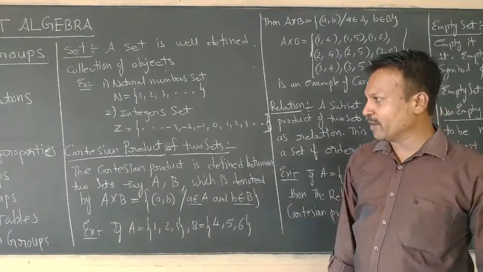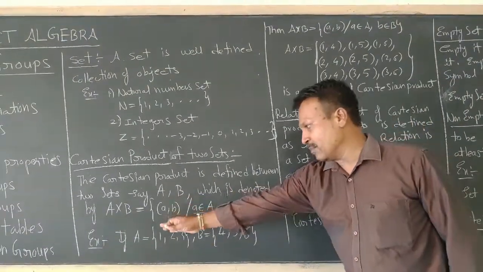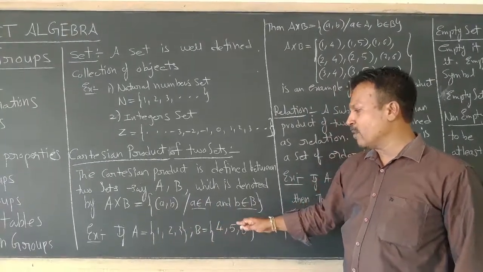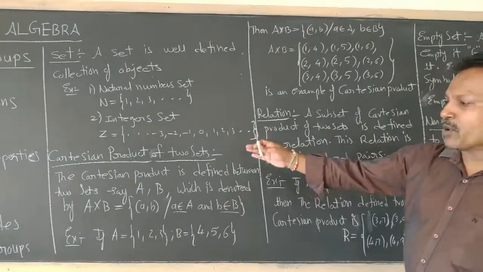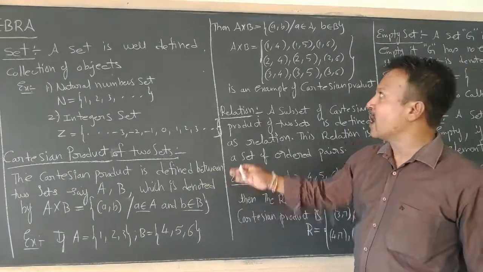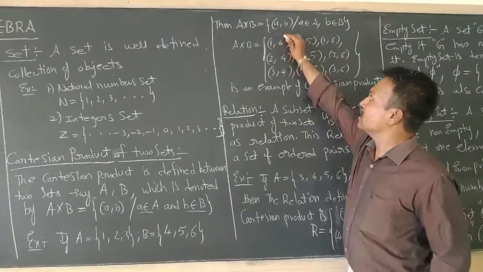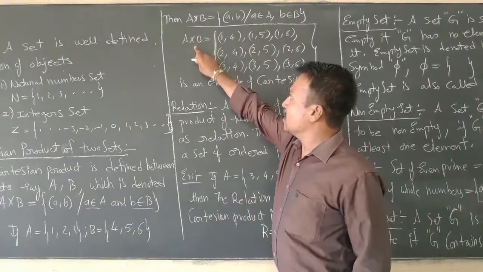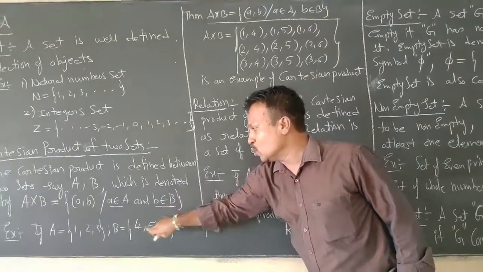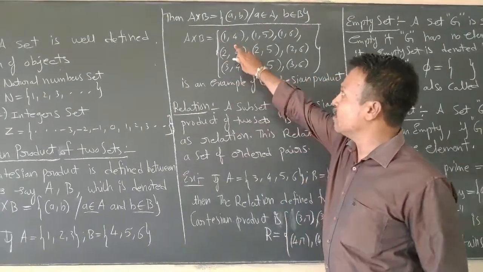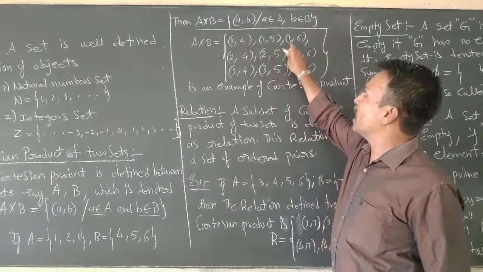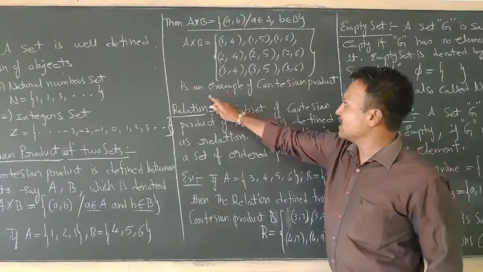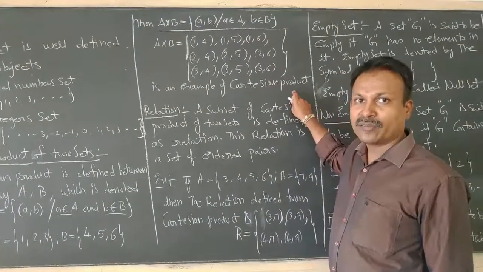Let us see an example of a Cartesian product of two sets. If capital A takes the values 1, 2, 3 and capital B takes the values 4, 5, 6, then the Cartesian product of the two sets A, B is defined as A cross B, which is the standard notation. According to these two sets, the Cartesian product takes the elements (1,4), (1,5), (1,6), (2,4), (2,5), (2,6), (3,4), (3,5), (3,6). This is an example of the Cartesian product of two sets.